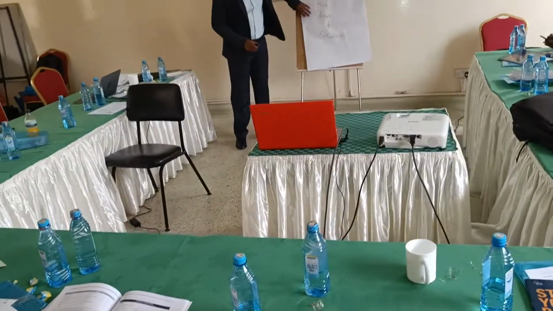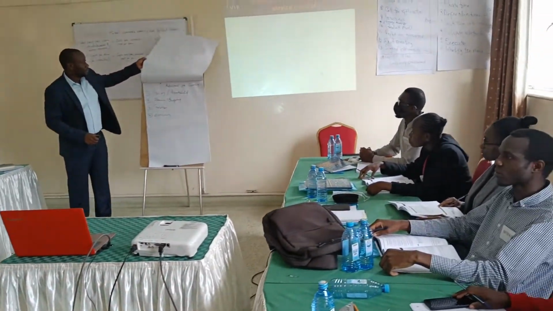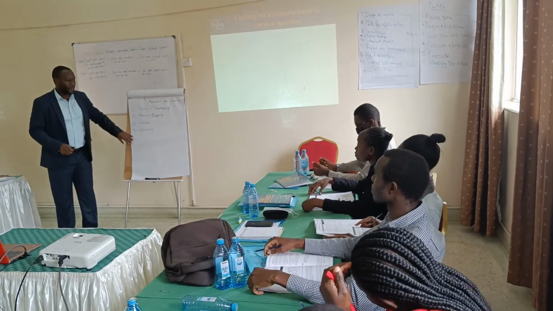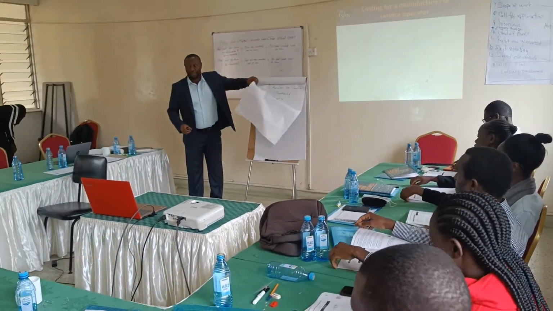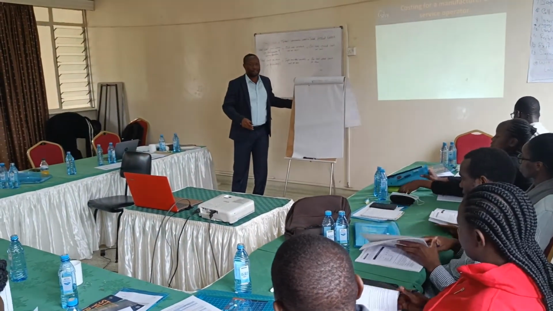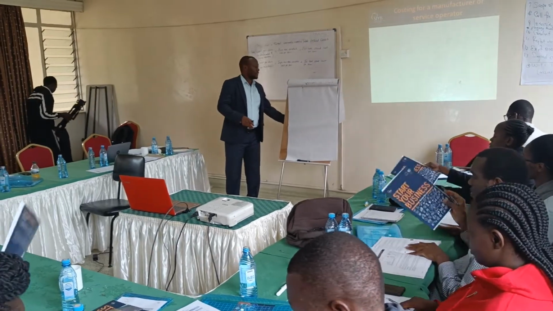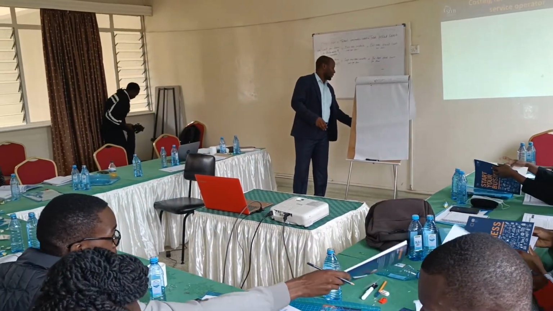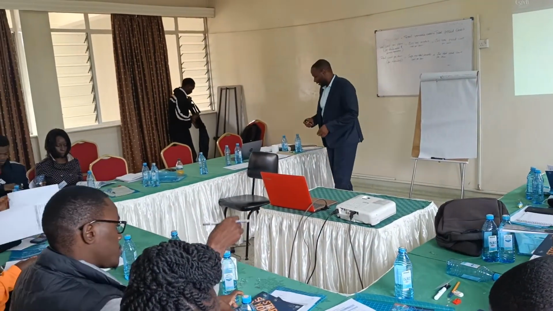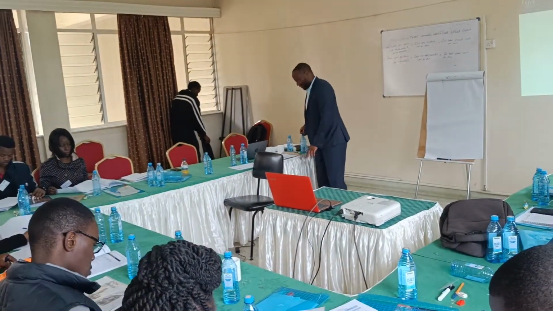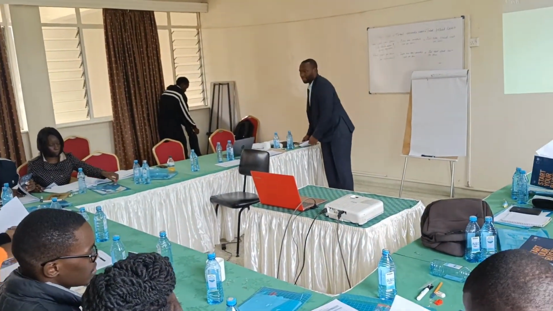Before the actual calculation, I'll request each of you to get a plain piece of paper somewhere. You can use the old activity sheets that we are using. Just use one or two of them. And then we'll go step by step in getting the costing for the manufacturer.